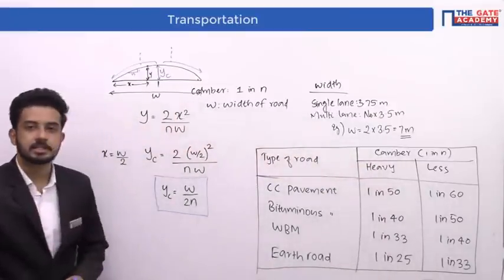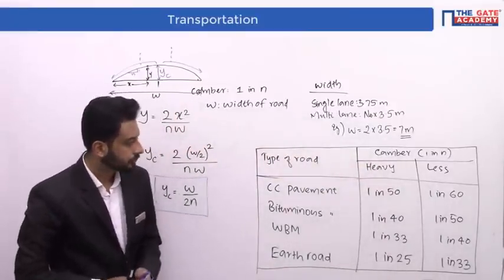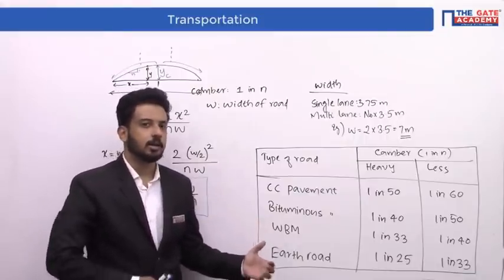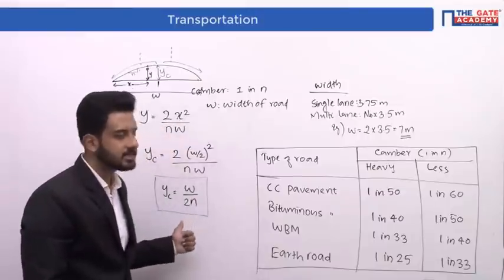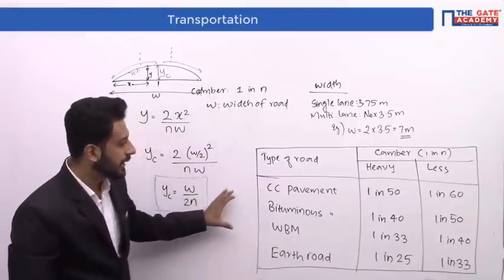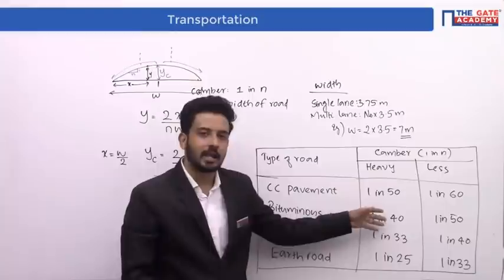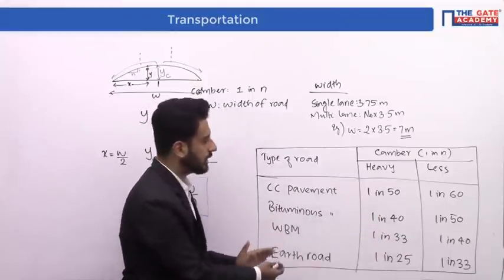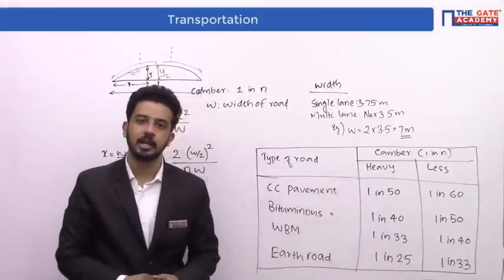Okay, so this table you have to mug up. You can take values from this table not only for a 2-mark question like this, they will also directly ask you the value of camber for some type of road in a heavy or less rainfall area.